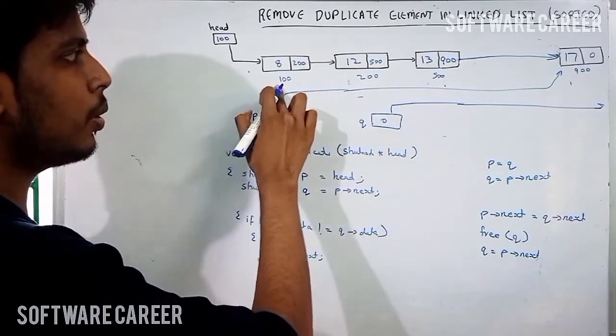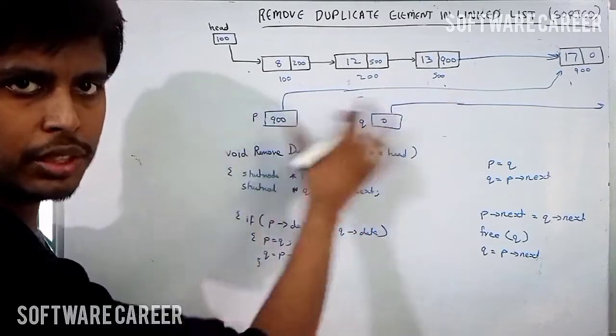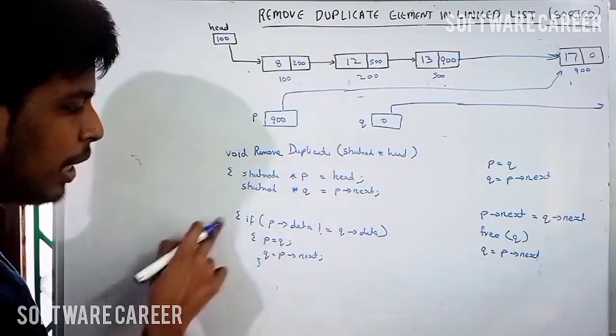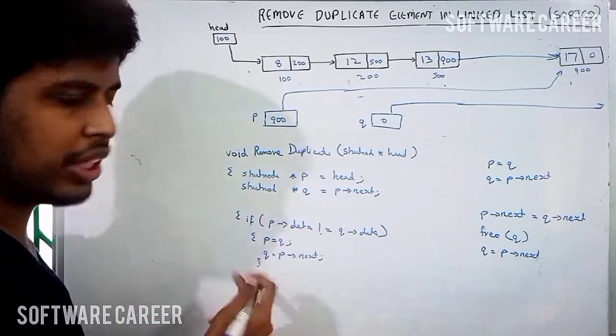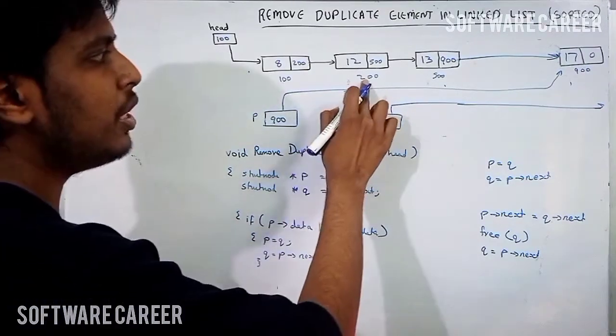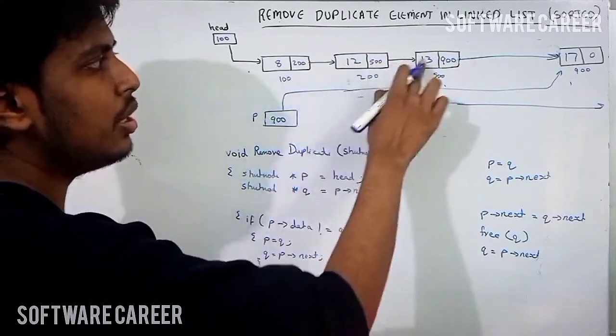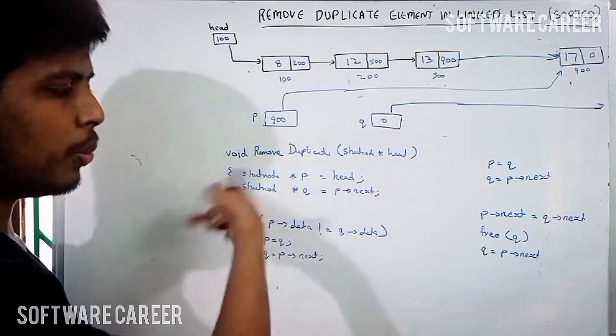Now you have moved the pointers, P and Q, one step forward. Then what should you do? You should again check this condition. You should go back and again check P data and Q data whether they are equal or not. Now P was pointing at 200, Q was pointing at 500. Now you are checking 12 and 13 whether they are equal. So you should go back again.